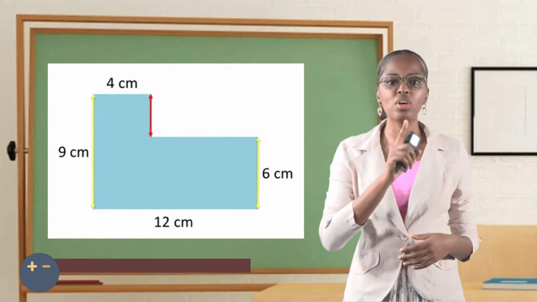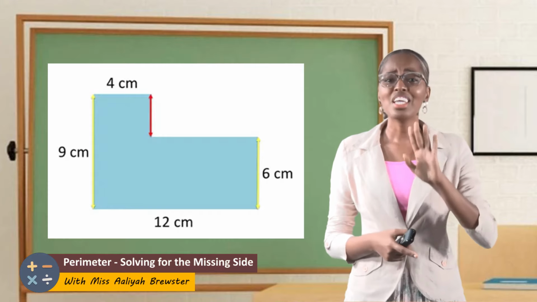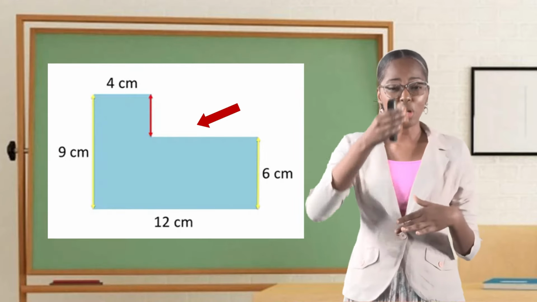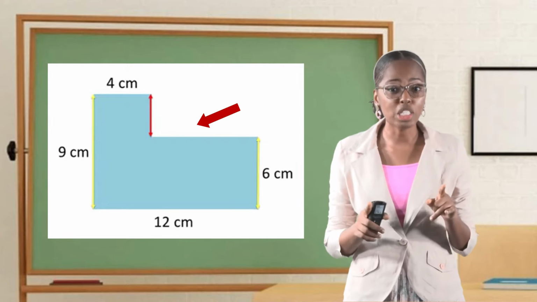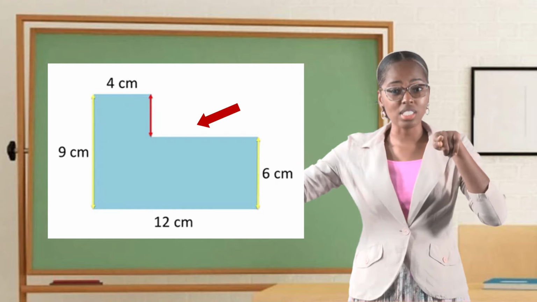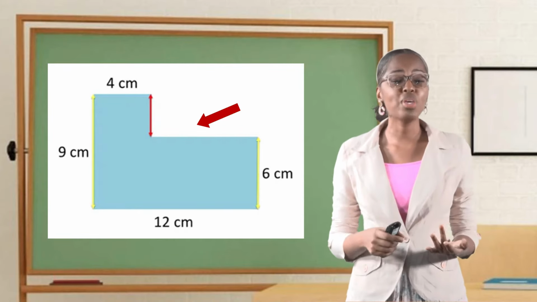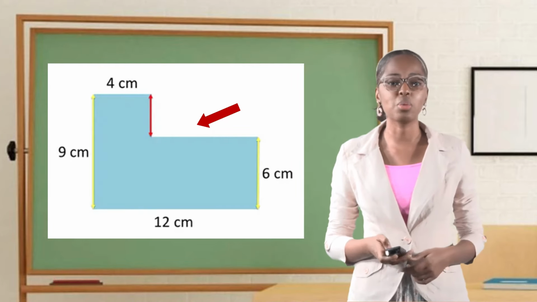Now, if I were to ask you to calculate the perimeter for that shape, you would, of course, add 4, 9, 12, and 6. But wait a minute, there's some parts missing. We don't know the measurement for the part of the shape that has a red line on it, nor do we know the measurement for the part that goes across, just above the 12 centimeter. Therefore, we have to do a bit more calculating. It's not difficult. I'm going to show you an easy way.